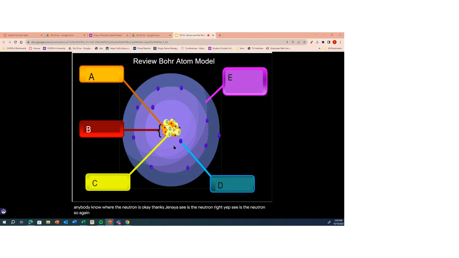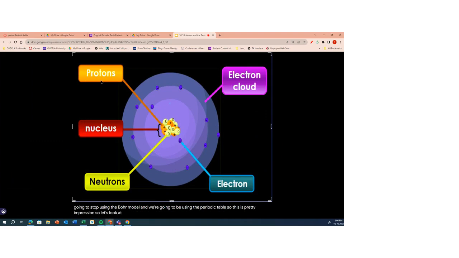So again, remember the Bohr model? This is something that we're going to be talking about. We're going to stop using the Bohr model and we're going to be using the periodic table. So this is pretty important information. So let's look at that. Protons are the positive charge. The nucleus has the mass of most of the atom, and has the protons and neutrons. Neutrons are zero charge. Protons are positive charges. Electrons are the negative charge that go around in orbits or clouds, right?